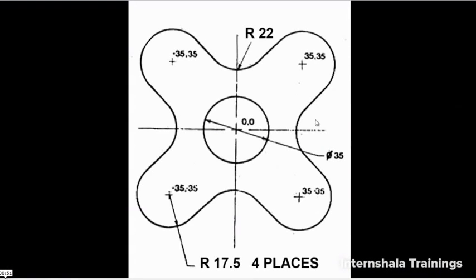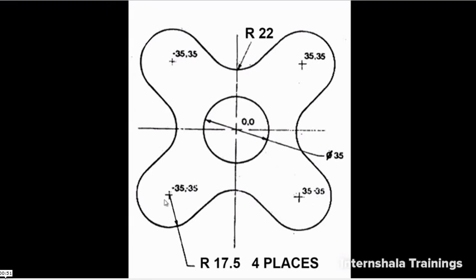Next, we will consider this example. In this figure, we have 5 circles and each circle at the corners has its center point located in each quadrant. The center point of this circle is at 35, 35, which is in the first quadrant, and this circle is in the second, and this is in the third, and this circle is in the fourth quadrant.